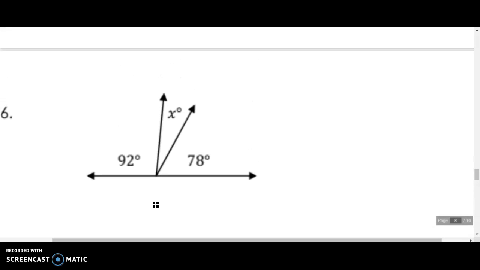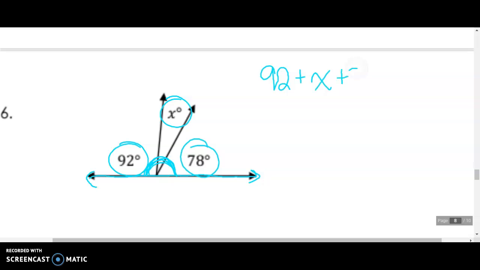Here, once again, we have a straight line, and it's being broken up. So that means that this straight line obviously adds to 180 degrees. How are we making that 180 degrees? This 92-degree angle plus this x angle plus this 78-degree angle add up to 180 degrees. So we have 92 plus x plus 78 equals 180.